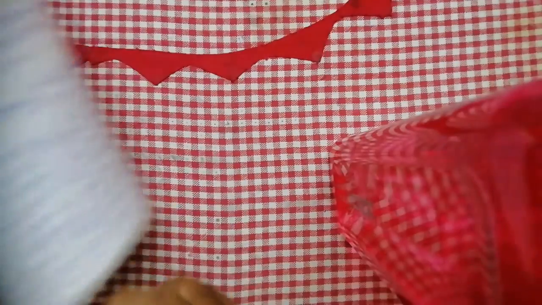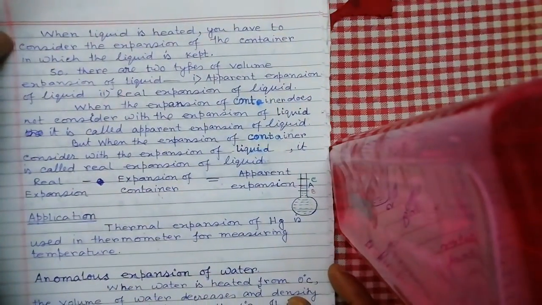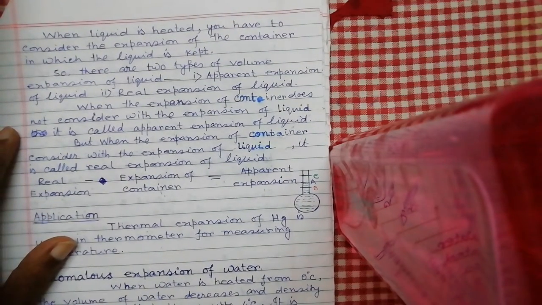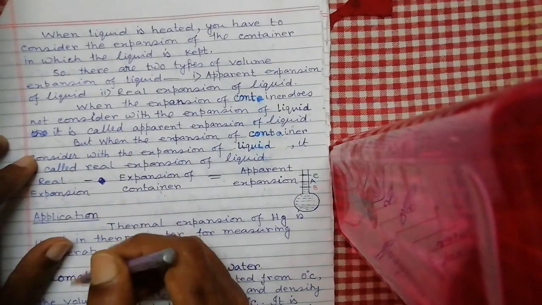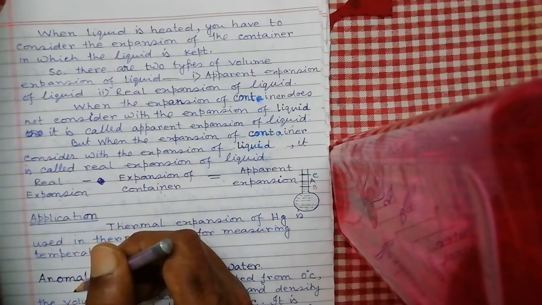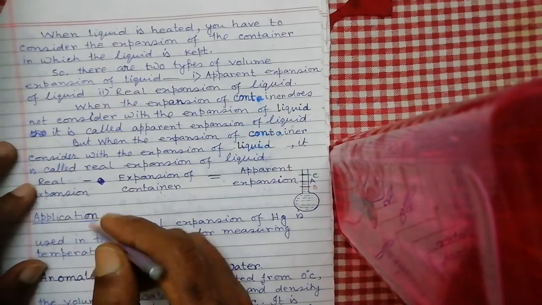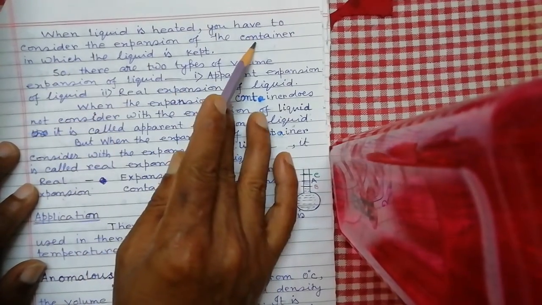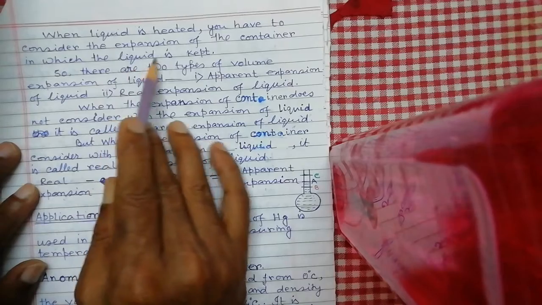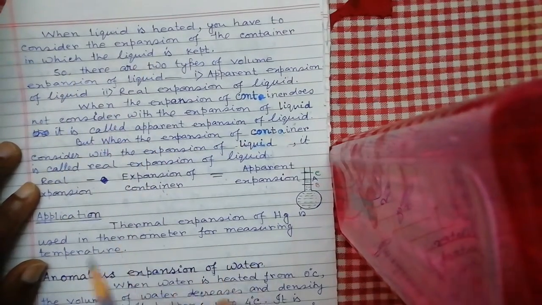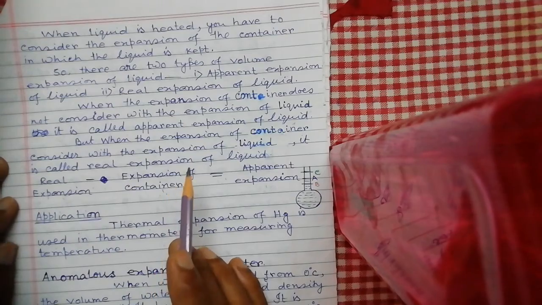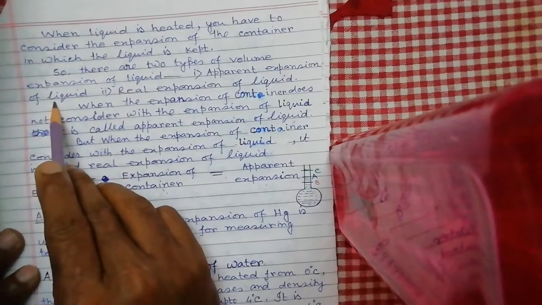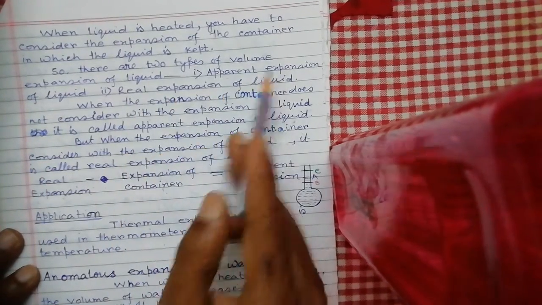But when you heat the liquid, you have to consider the expansion of the container also, because when you heat the liquid, you must use a container. When liquid is heated, you have to consider the expansion of the container in which the liquid is kept, and that is why there are two types of volume expansion of the liquid. One is the apparent expansion of the liquid and another is the real expansion of the liquid.